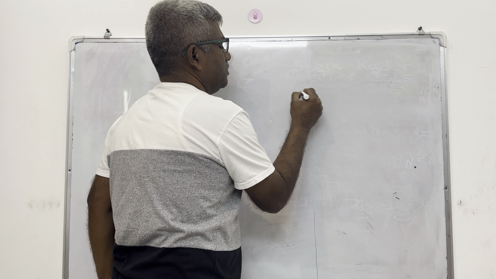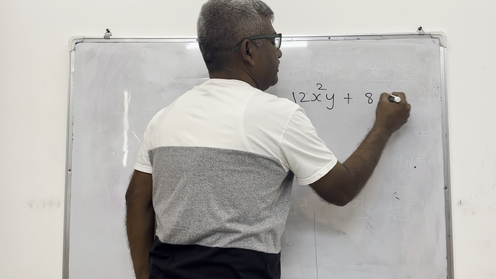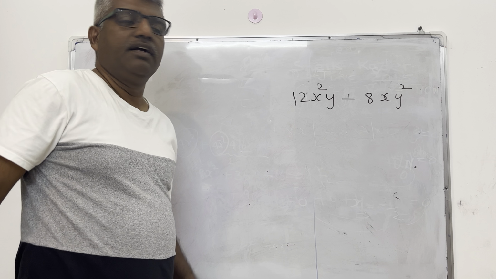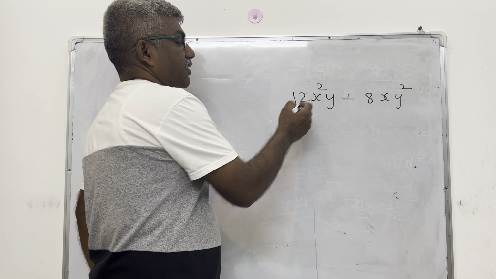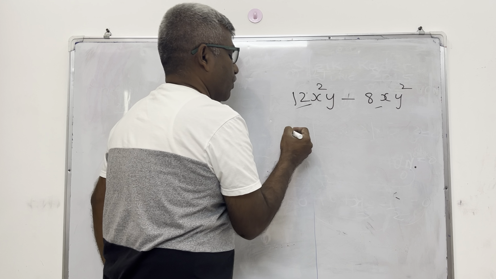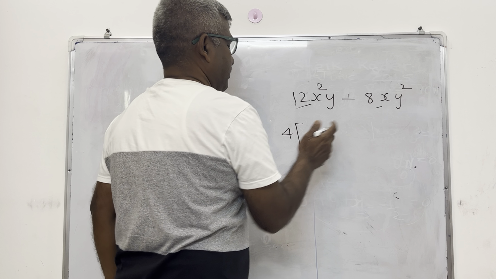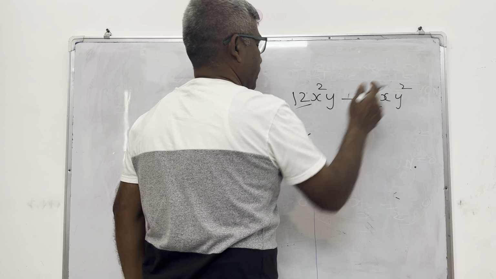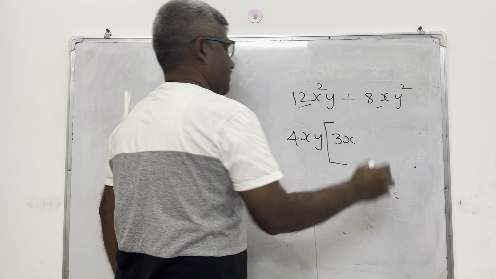Now 12x squared y minus 8xy squared. What is the greatest common factor in these two? 12 and 8, it is 4. x squared, x, so x. y squared, y, so y. So 4xy. Put it. 12x squared y over 4xy is 3x.